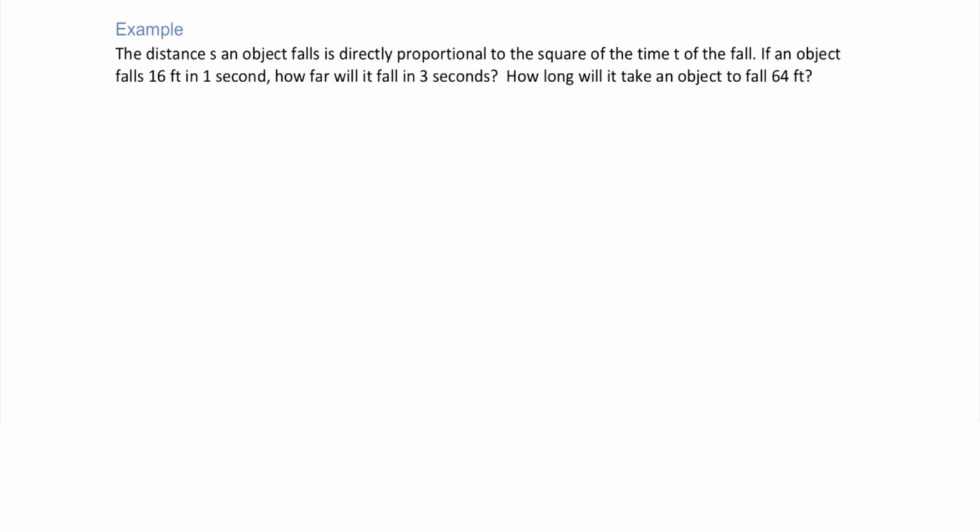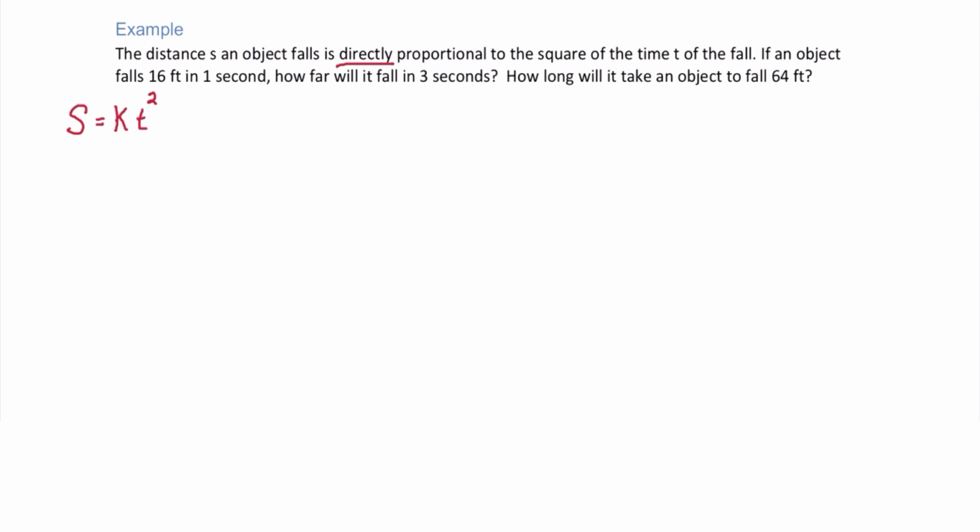Recognize that we have the keyword directly. We're looking at directly proportional. And in this particular case, they're giving us the variables that we want to use, s and t. And it's actually saying the square of the time t, so we want to square that t. It's easy to overlook words like that, like the square of the time, or it might say the cube or the square root. Always look for those extra keywords to know what we need to do to those variables.